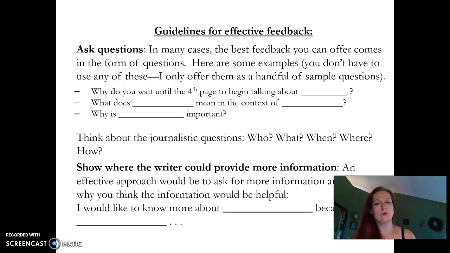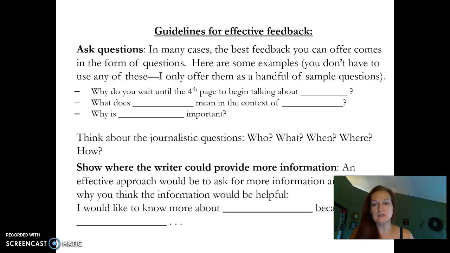Why do you wait until the 4th page to begin talking about blank? What does blank mean in the context of blank? Why is blank important? So you notice those are all kind of open-ended. They're there to encourage critical thinking. And then I also tell them, think about the journalistic questions. So who, what, when, where, how. Those are all nice and open-ended as well and encourage deeper thinking about the subject matter.